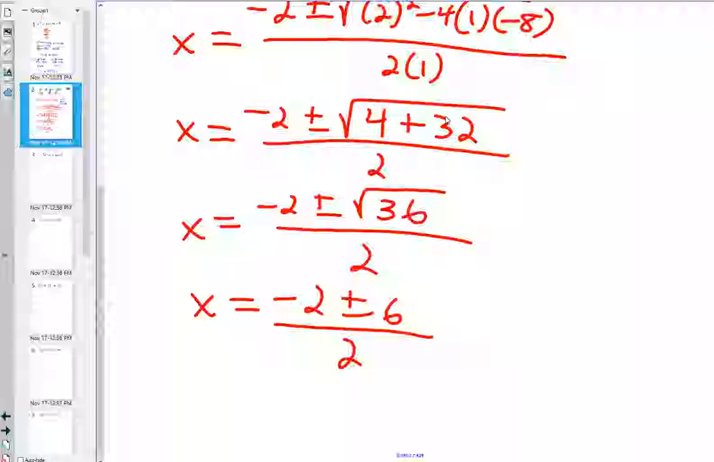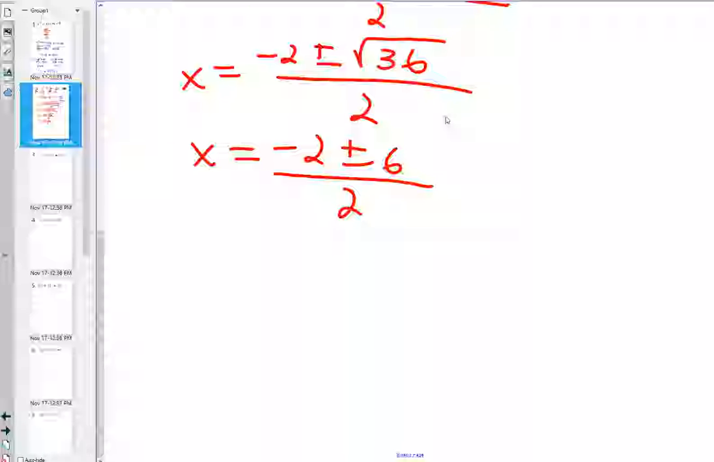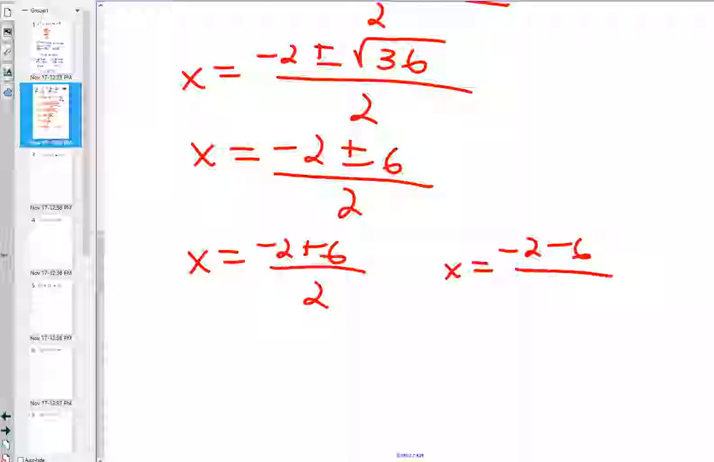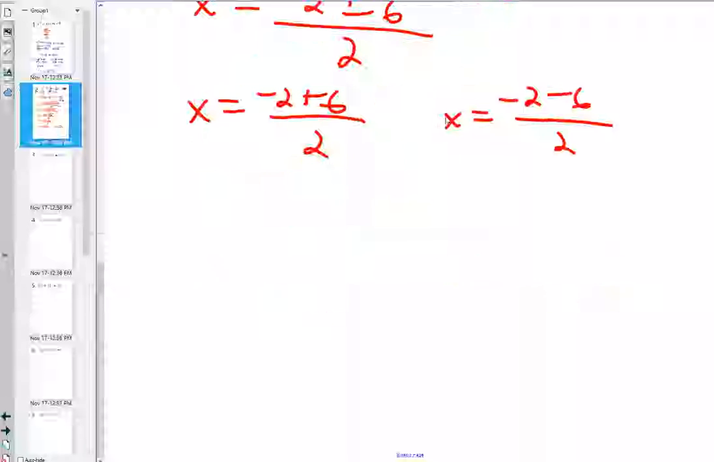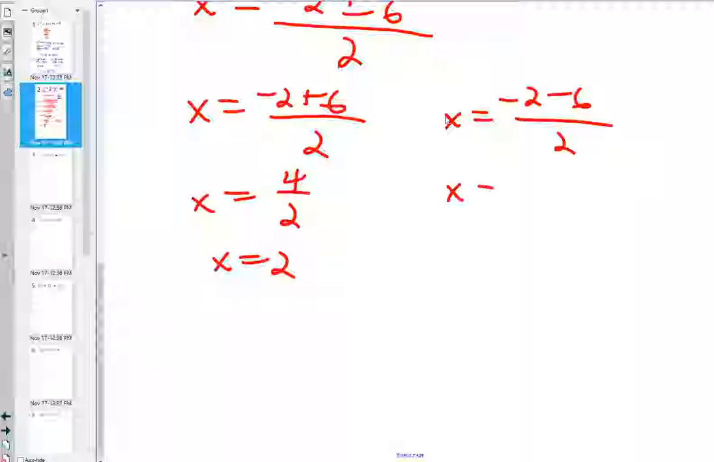The variable has been isolated, but we are not in simplest form, and we still have the plus or minus, so we should split it. Negative 2 plus 6 over 2. Negative 2 minus 6 over 2. So x is equal to 4 over 2. X is 2. X is negative 8 over 2. X is negative 4. So x is equal to 2 or negative 4.